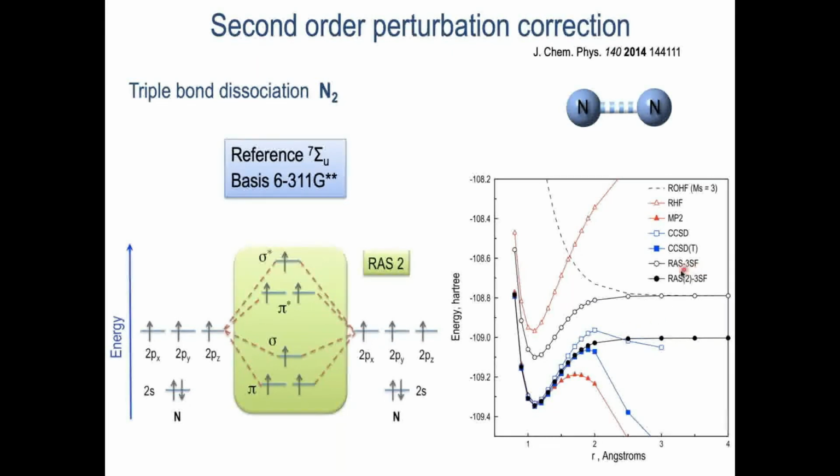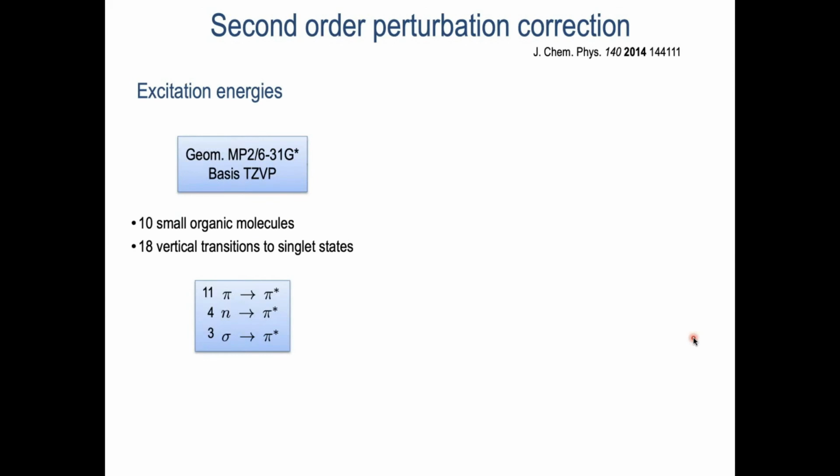Now, if we correct this with this second order perturbation theory, we now get basically a very similar profile, smooth, but now at much lower energies and very close to this golden CCSD(T). And in difference with these coupled cluster perturbation methods, we have no problem at dissociation, right?